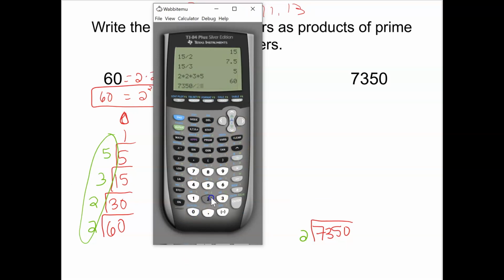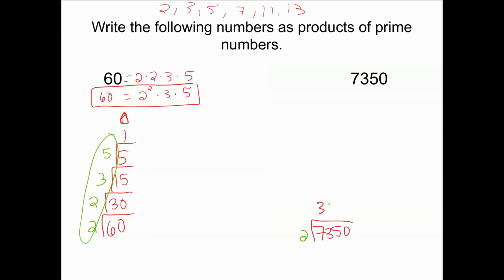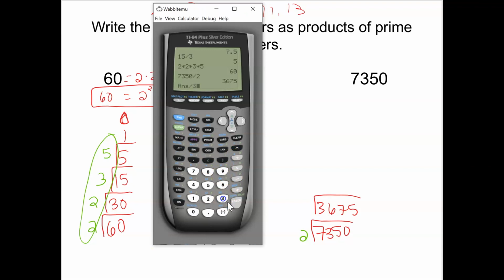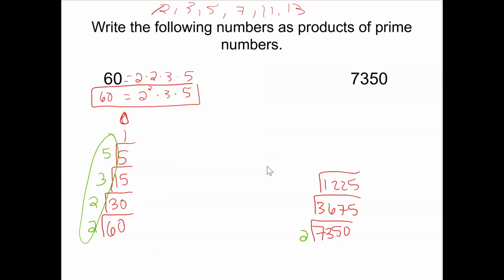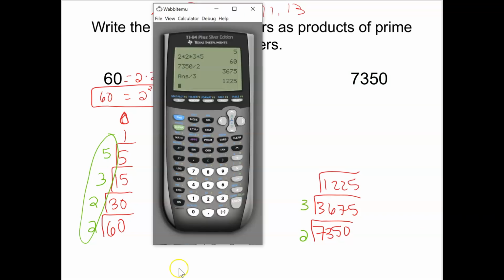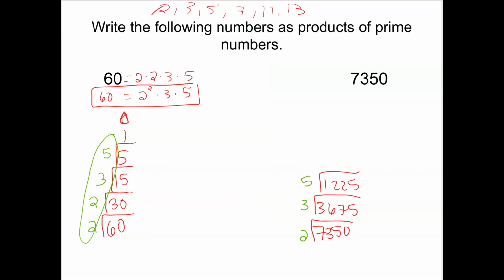7350 divided by 2 gives me 3675. I know that 3675 cannot be divided by 2, so I'm going to look for 3 now. So I'm going to try to divide that by 3. I get a whole number, 1225. And I forgot my prime there. Don't forget your prime. So 1225. Let's see if that's divisible by 3. It is not. So I'm going to try my next prime, which is 5. 245. So this was divisible by 5, and I got 245.